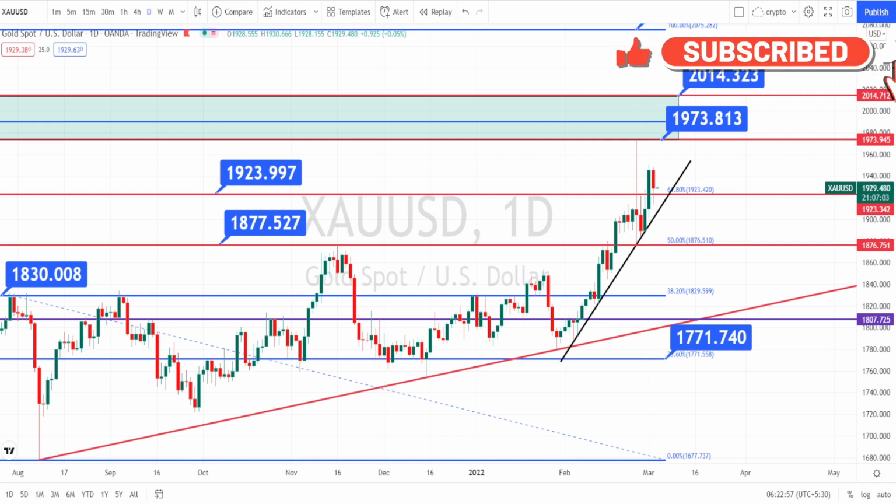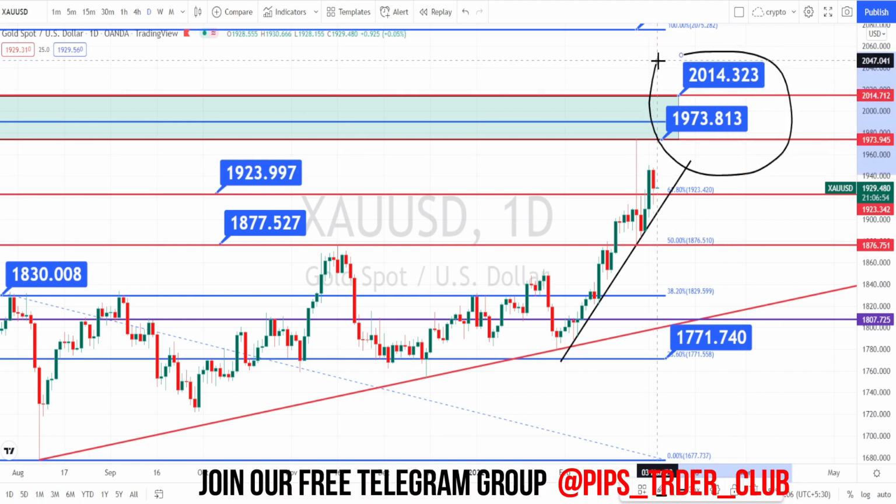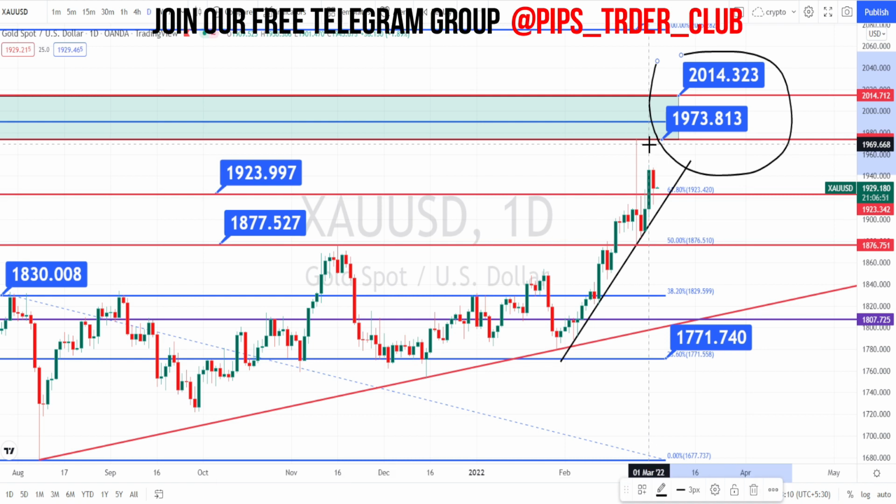I'm in daily time frame now. When we analyze a price action in daily time frame, we already know that this whole area between 2014 and 1973 is acting as a very strong resistance area. Previously, the price action tested the resistance level of 1973 and it couldn't break this level. It went on a retracement.